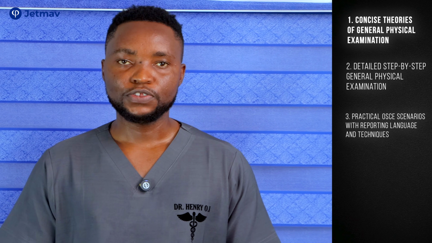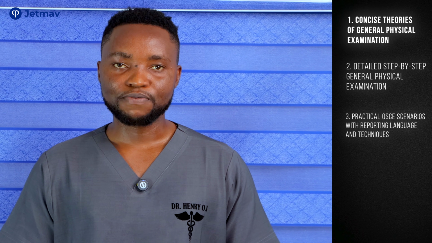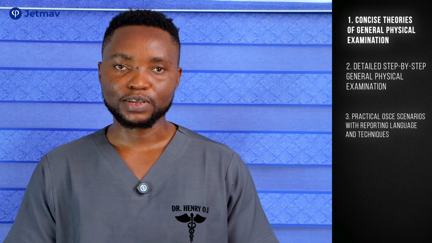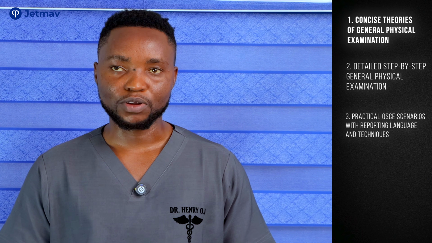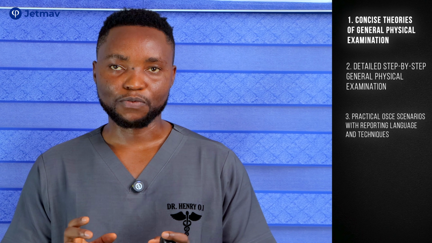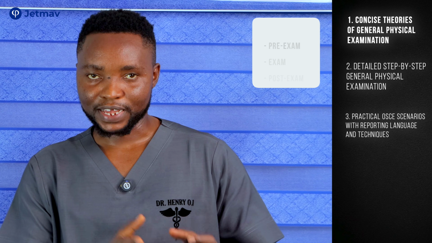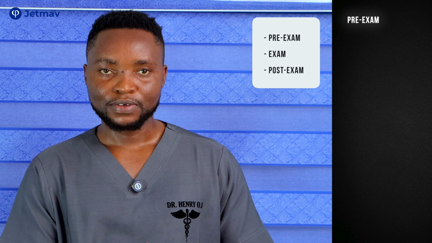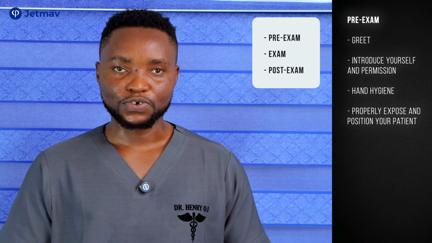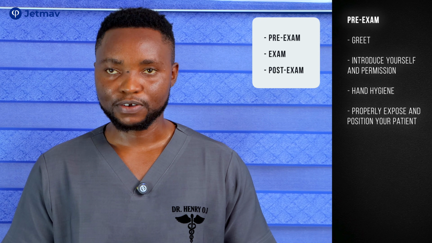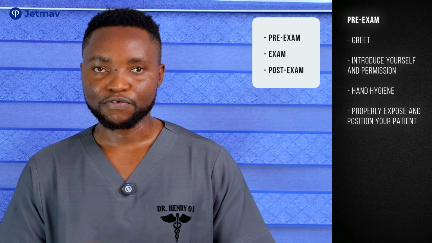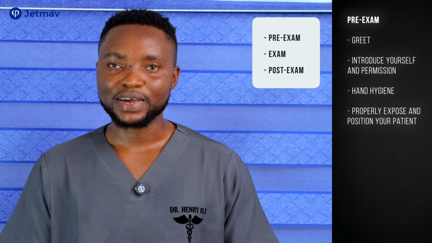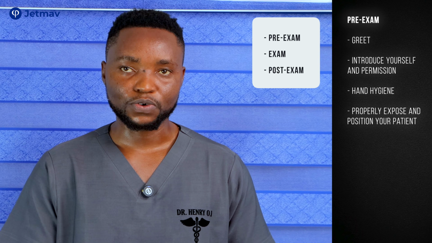So part 1 of the video, theories of general physical examination. A general physical examination is the first step of a full patient exam, and it provides an overall impression of the patient's health. In every physical exam you ever perform, bear in mind that there will be 3 parts to the exam: the pre-examination, the examination, and the post-physical examination. In the pre-exam, you greet your patient, introduce yourself, take permission from the patient for the examination you're about to perform, then perform your hand hygiene, then properly expose and position your patient. These are the things you need to do before you perform any exam at all, be it general physical examination or any systemic examination.